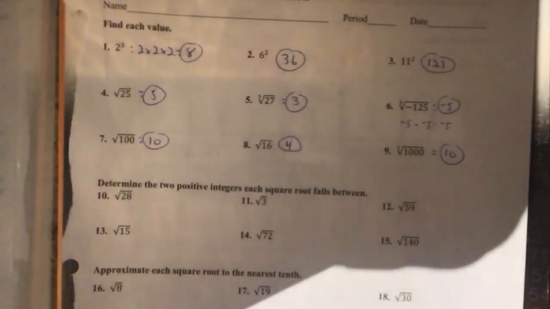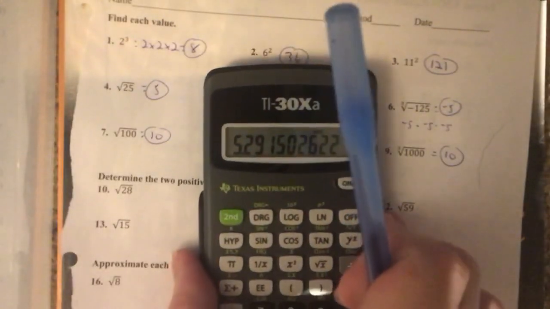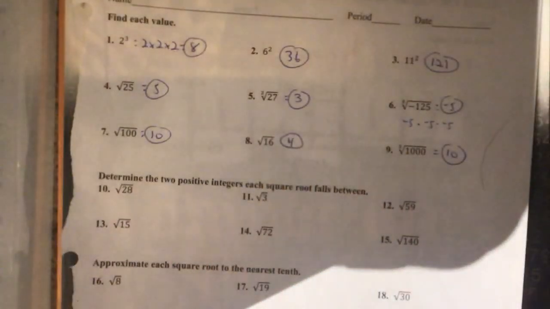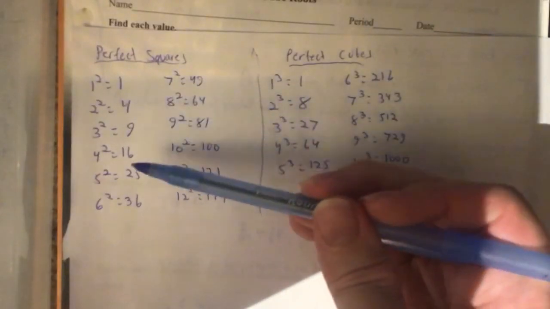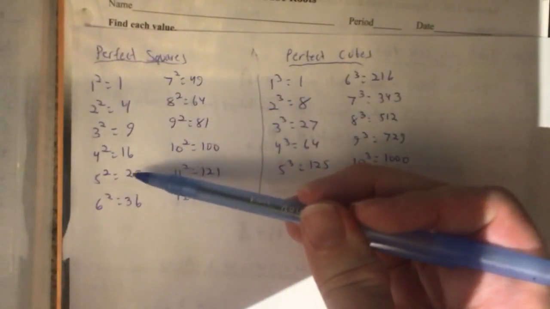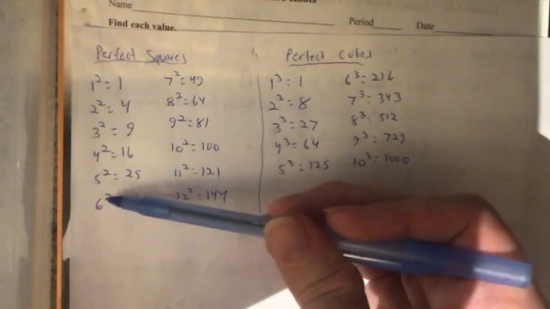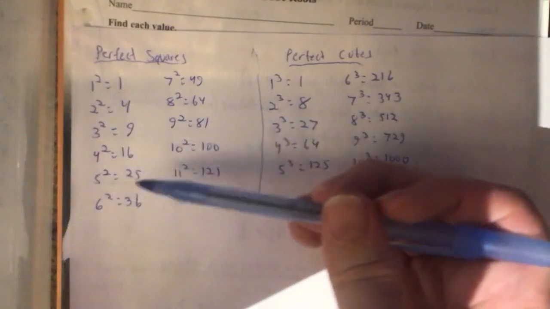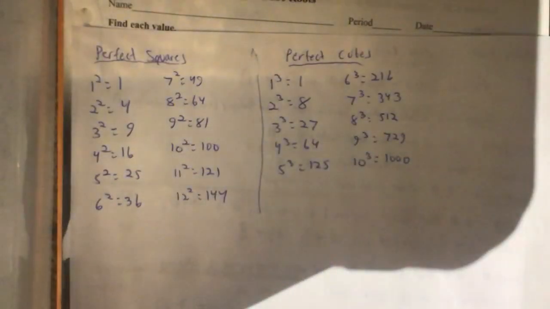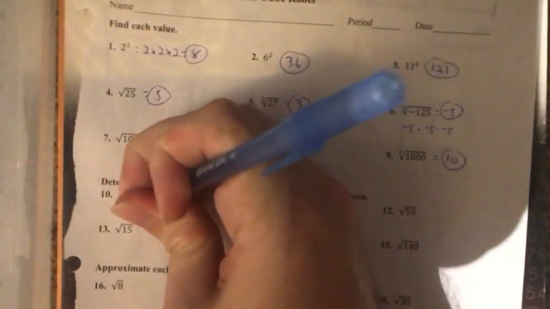This is saying determine the two positive integers each square root falls between. So we know it's 5.29, so it's going to be between 5 and 6. So this is a strategy if you didn't have a calculator. If I know my perfect squares, I look and see 28, which two it falls between. So 28 is between 25 and 36. 25 was 5 squared, 36 was 6 squared. So it's between 5 and 6. So find what two perfect squares it's between, and you got your answer. If you don't want to use this way, just put it in on your calculator and then figure out what two numbers it's between. So this is between 5 and 6.